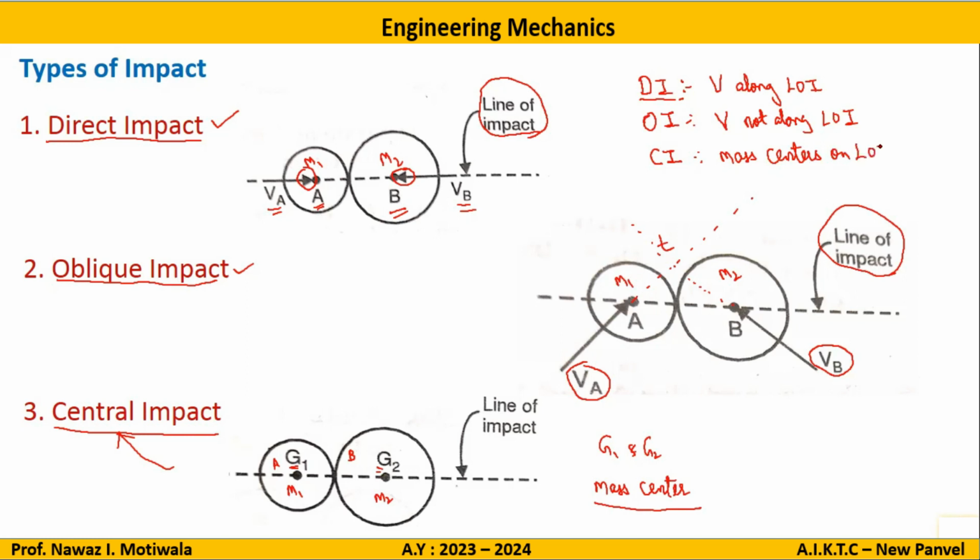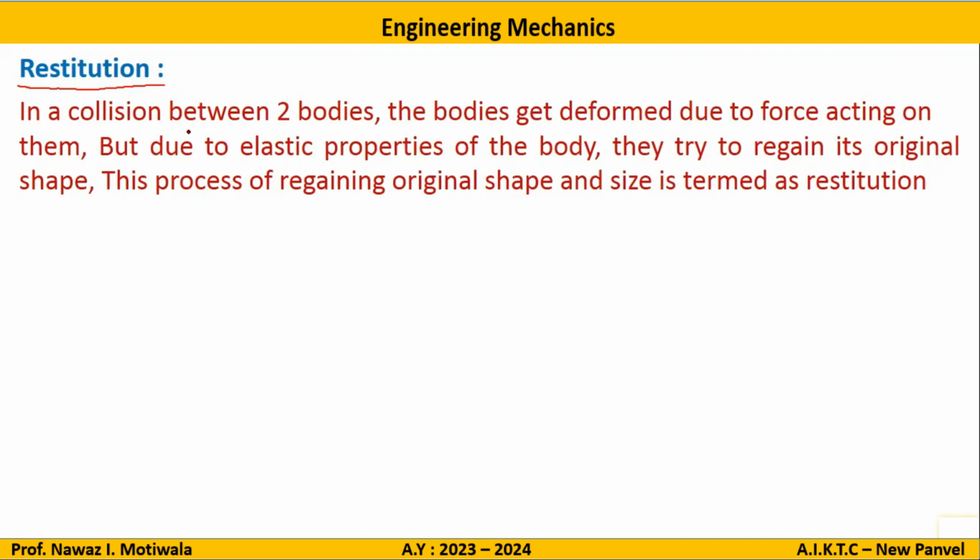Okay, after understanding this, let us proceed further to see what we mean by the word restitution. Let me first read the statement and then I will explain this. In a collision between two bodies, the bodies get deformed due to the force acting on them. But due to the elastic properties of the body, it tries to regain its original shape and size. This process of regaining original shape and size is termed restitution.